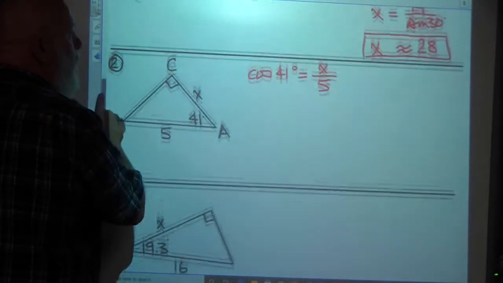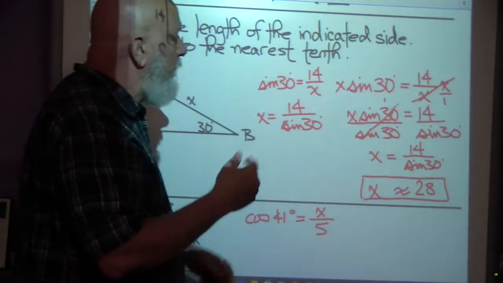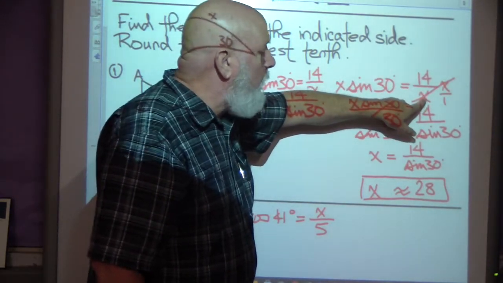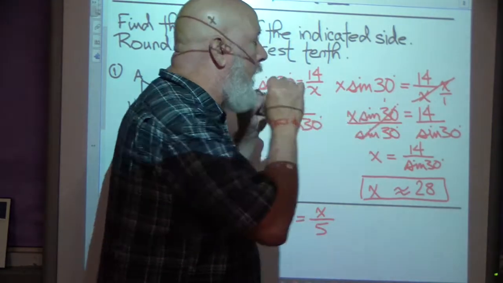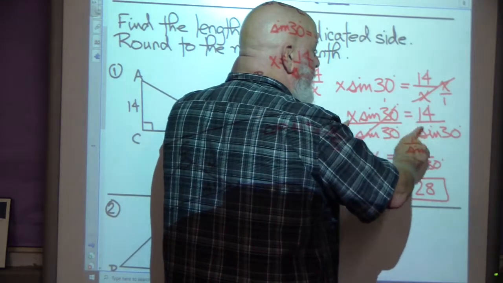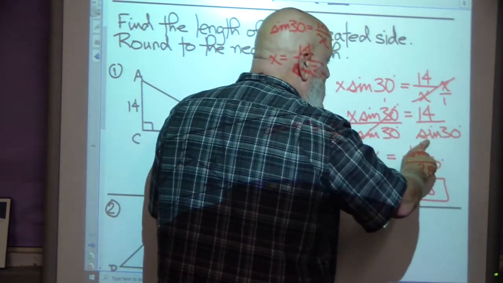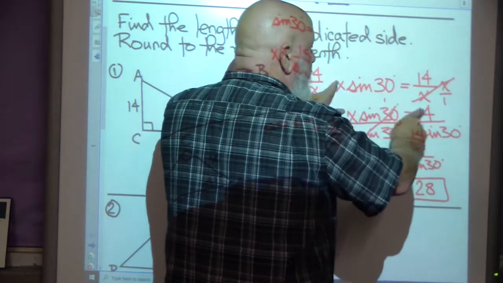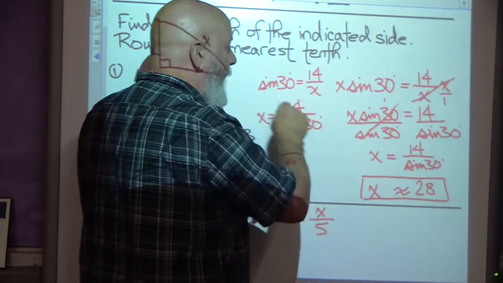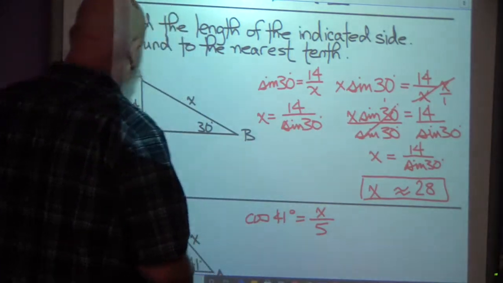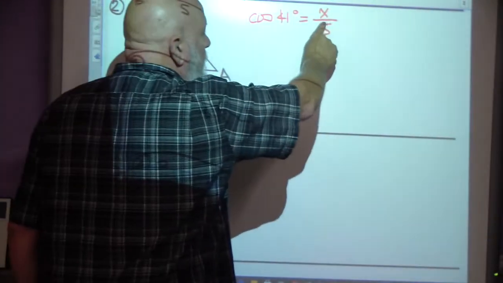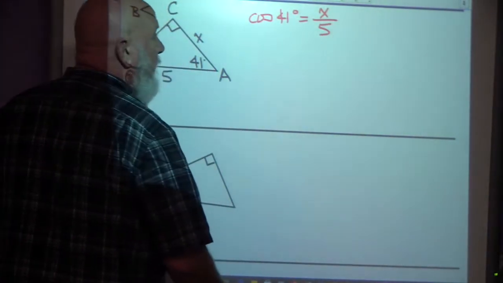Up here, the little problem we had to do some algebra with is that the sine was 14 over x, my variable was in the denominator, and I got it out by multiplying both sides by x, and then dividing both sides by sine 30. When I did that, it took my original equation and just switched the place of these two. That algebra will allow me to do that. But I don't have to do that here because the unknown is not in the denominator.